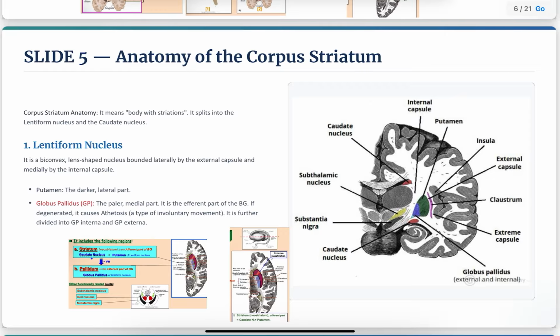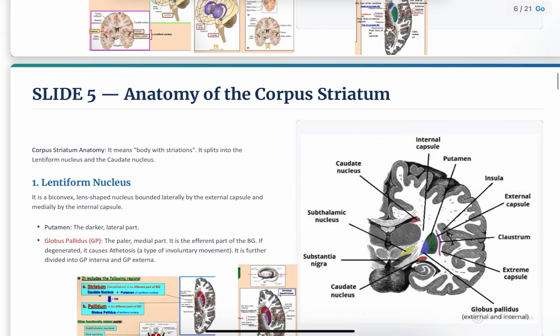So let's talk about the anatomy of the corpus striatum. The name corpus striatum comes from the meaning of body with striations, and it's divided into two major components, the lentiform nucleus and the caudate nucleus. Let's start first with the lentiform nucleus. The lentiform nucleus is a biconvex, lens-shaped nucleus, and laterally it is bound by the external capsule and medially by the internal capsule. If you remember the picture that we've seen, now we're talking more in depth about it.